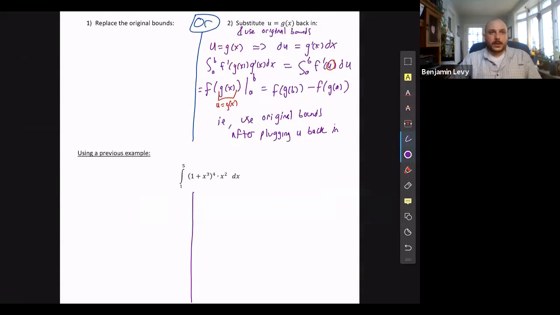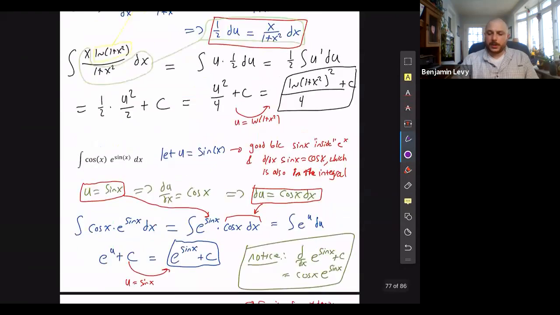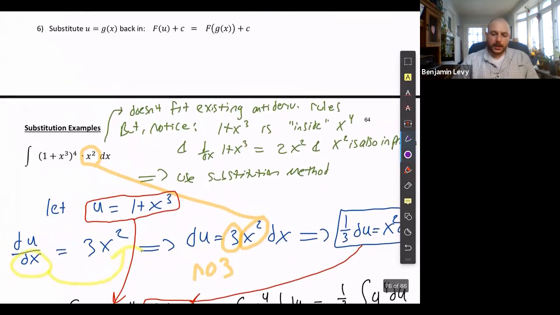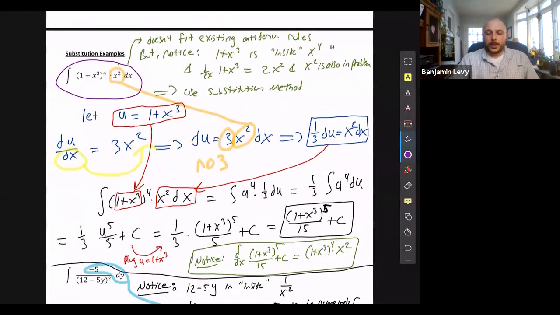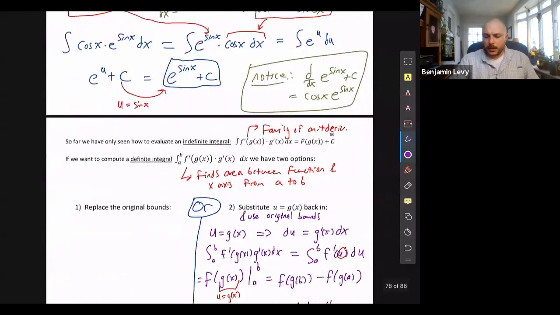All right, this example, the integral from 1 to 5 of (1 plus x cubed) to the 4th times x squared, was the first example we did, right? And I actually referred to it earlier today. So we already know how to integrate this thing, right? We let u equal 1 plus x cubed, we do this whole thing. So I'm going to go through the steps, but I'm not going to do them in detail. If you want the detail, you can look back at this one.